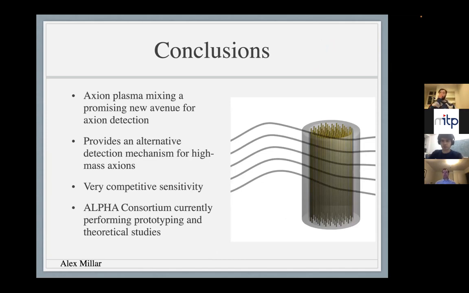This mixing between axions and plasmons is a really interesting way to push into higher mass regimes, by putting the emphasis on modifying the photon mass rather than doing something like building a bigger cavity. You essentially break this tyranny of scaling, which causes traditional cavity haloscopes to be less effective. So this leads to very competitive sensitivity in the high mass regime. And Alpha has been quite active, especially during the pandemic, in trying to perform the basic research to realize a full experiment. Thank you.